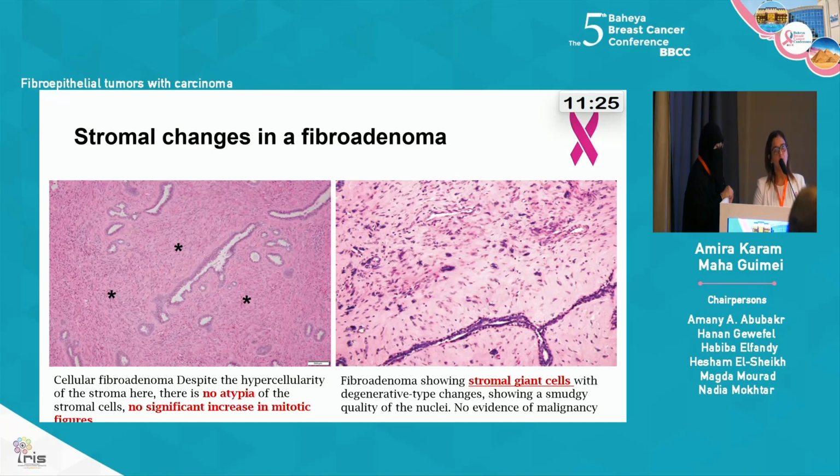Another rare stromal change, which is a bit scary for a pathologist, and we've just encountered one case lately, is when you have large giant cells in the stroma. In a cellular stroma, those giant cells look ugly at low power, but when you go to high power, they're smudgy and degenerative, and it is a benign change. It does not make the tumor malignant. However, it's not very common, so don't get scared when you see it. Again, no atypia, no mitotic activity.